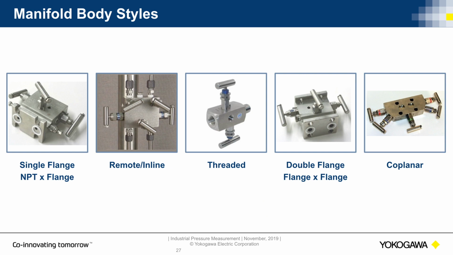Just a closer look at some of those manifold body styles. You can see on the left we've got the single flange, which is NPT on one side, and then flanged for the transmitter. The remote or inline that is installed on a pipe there. Your typical block and bleed, which is the threaded unit there, just to isolate, say, a gauge pressure. Double flange, flanged each side, and then finally the coplanar manifold.